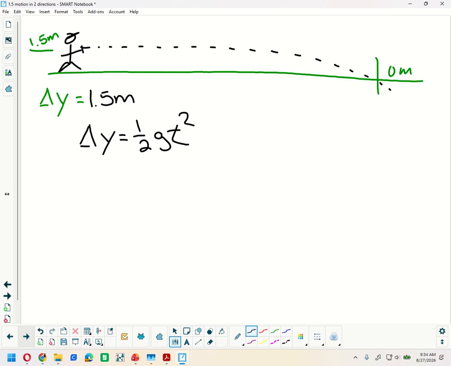Now, this is important. I'm going to do the algebra first. So I'm going to show you the algebra to do this. What variable am I looking for? I'm looking for t, right? In my first part, I'm looking for t. I'm looking for my time. So what did I do to that 1/2 to try and get it away from the right side of my equation? Multiply both sides by 2 to cancel that out. And so now I'm going to have 2 delta y is equal to gravity times t squared.